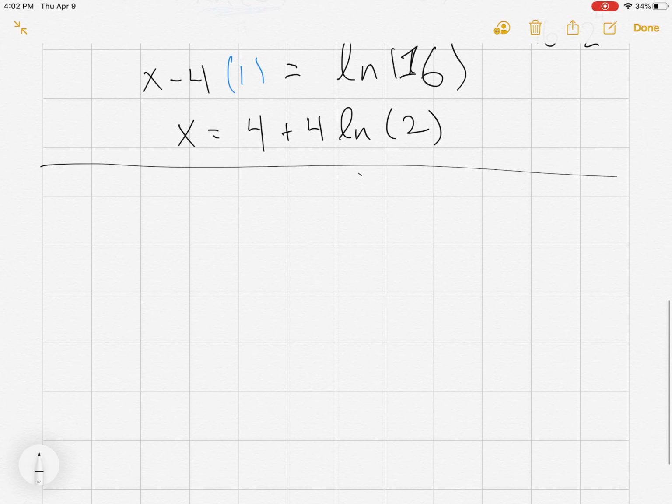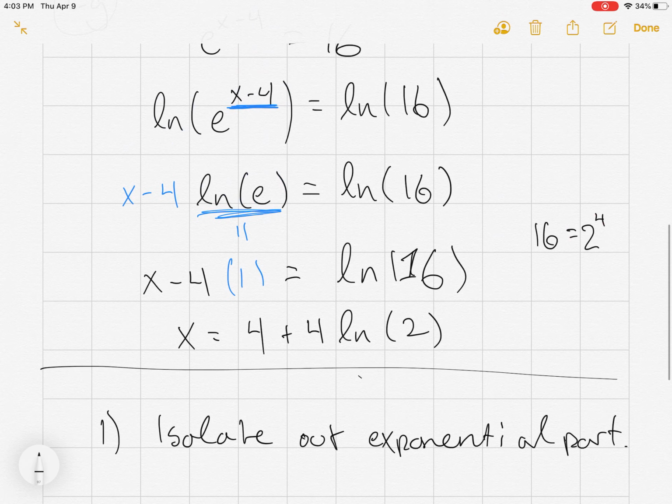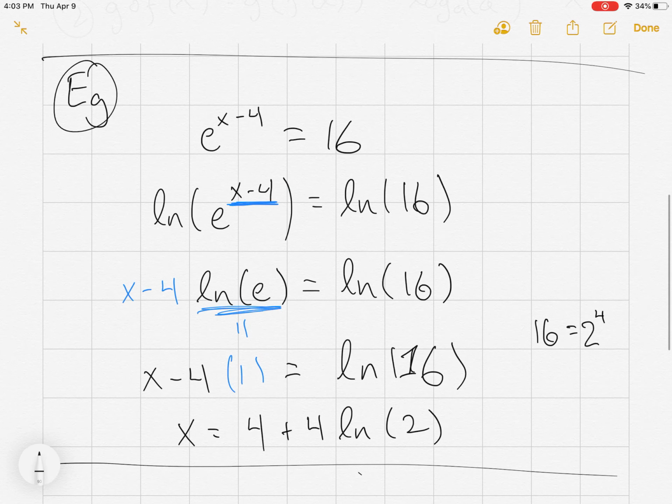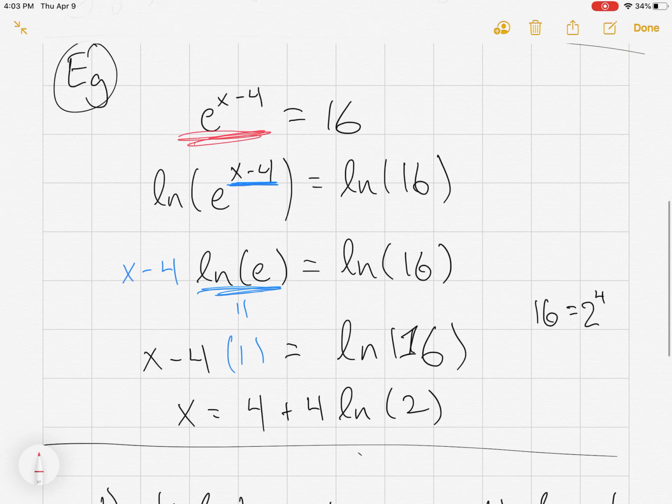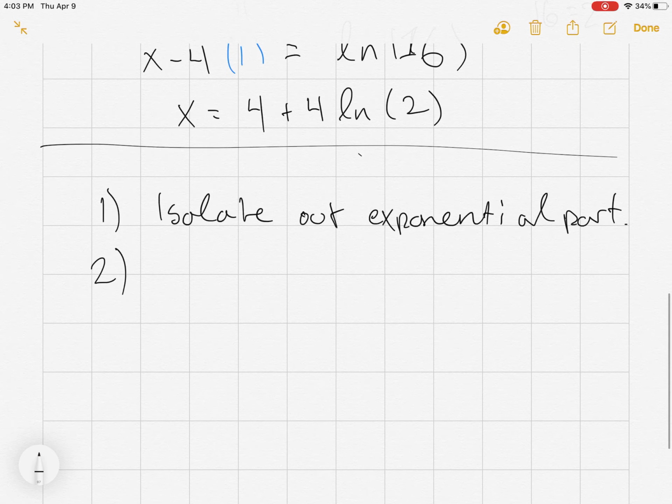So I'm just going to write down some general guidelines here for how we're going to solve equations of this sort. So step number one, we're always going to want to isolate our exponential part. In this case up here, our exponential part is this part right here. That's already isolated. We didn't have to do anything else there. But normally you want to isolate that first. And then we are going to take the log of both sides.